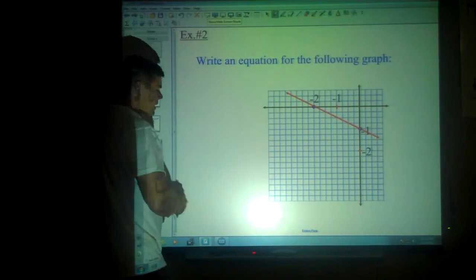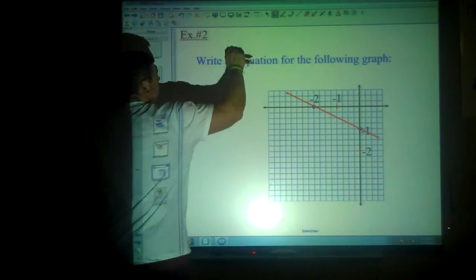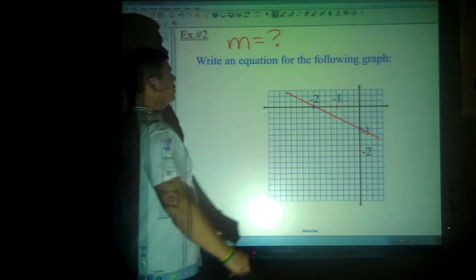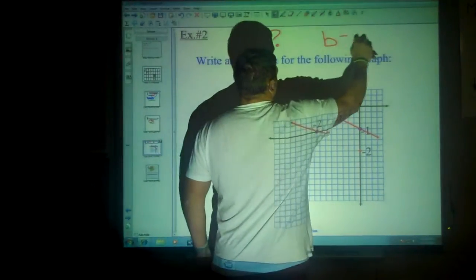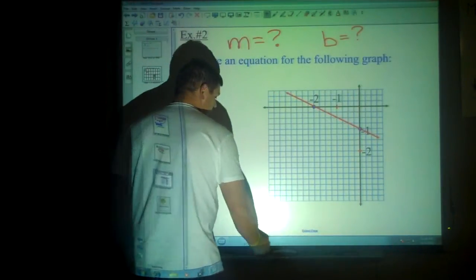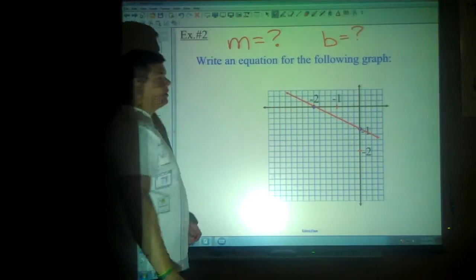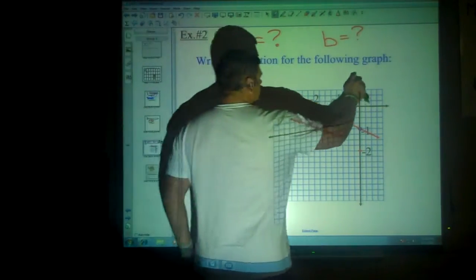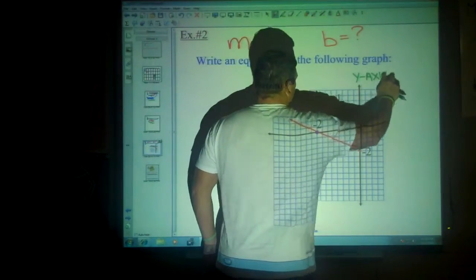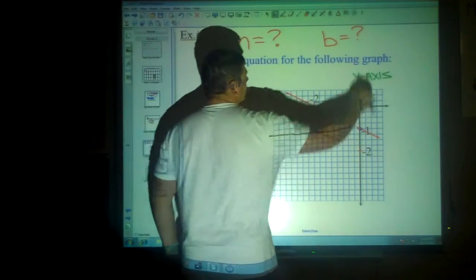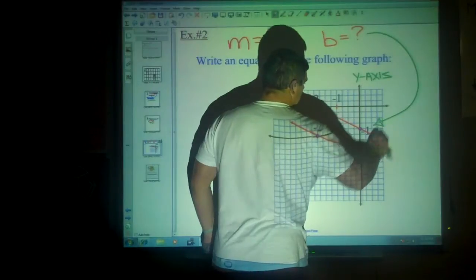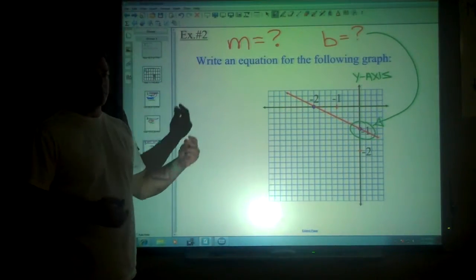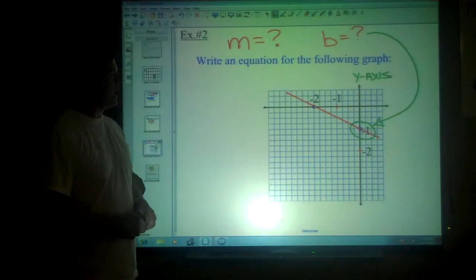The two most important pieces of information we need, we've got to figure out what's the m, what's the slope. We also need to know what's the b, what's the y-intercept. It should be easy to find the y-intercept. You just look at the graph and see where it crosses the y-axis. Remember, this is the y-axis right here. So therefore, our b value is right there at -1. So we just found the y-intercept just like that, where it crosses the y-axis.